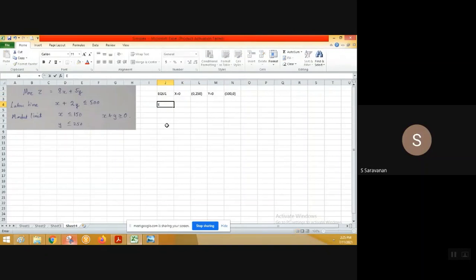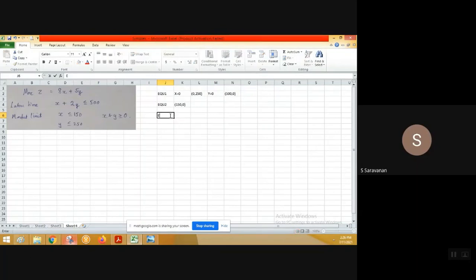So equation 2. In equation 2, you see x is less than or equal to 150. So I will just say that x is equal to 150, which means y is 0. So there is only one coordinate, that is 150, 0, because y is 0 here. x plus 0y is less than or equal to 150. So it is 150 comma 0, because we already know that in that equation y is 0.